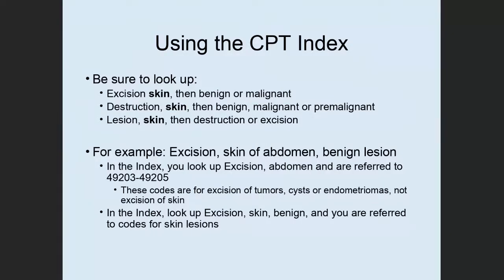Using the index, be careful doing this. Be sure to look up excision skin, then benign or malignant; destruction skin, then benign, malignant, or premalignant, or lesion skin, then destruction or excision. So here's an example of where this can put you off. Excision, skin of abdomen, benign lesion, that's what we're looking for. If in the index you look up excision abdomen, you're referred to codes in the digestive system section, 49203 to 49205. These are codes for excision of tumors, cysts, or endometriomas, not the skin. On the other hand, if you look up excision skin benign, you're referred to codes for skin lesions.